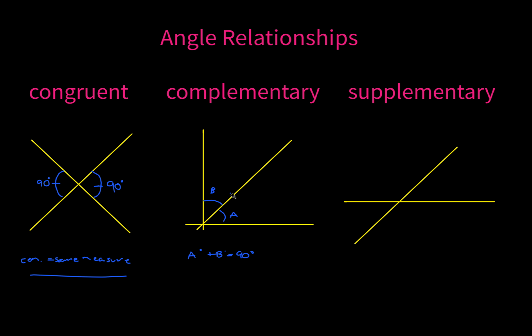So if we knew that angle A and angle B were complementary, and we were given that the measure of angle A is 40 degrees, then with that information we could decipher that the measure of angle B is 50 degrees. As when we plug in 40 for the measure of A, and we need it to equal 90, B would have to equal 50 degrees.